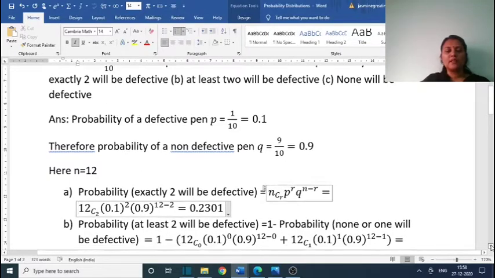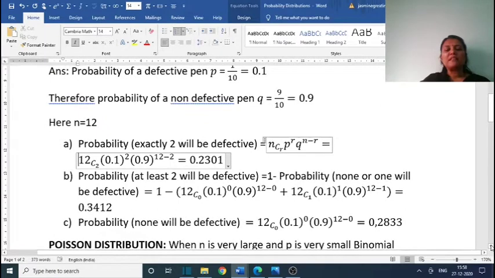Now in the second case, the probability of at least 2 will be defective, which is equal to 1 minus the probability of none or 1 will be defective, which is equal to 1 minus 12C0, 0.1 raised to 0, 0.9 raised to 12 minus 0. This is none will be defective, and this is 1 will be defective: 12C1, 0.1 raised to 1, 0.9 raised to 12 minus 1. So the answer is 0.3412.